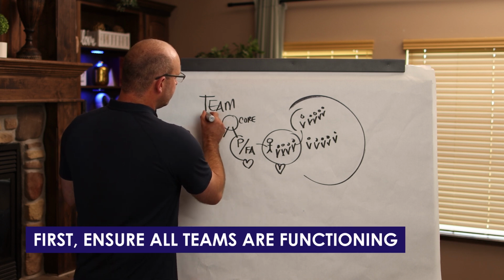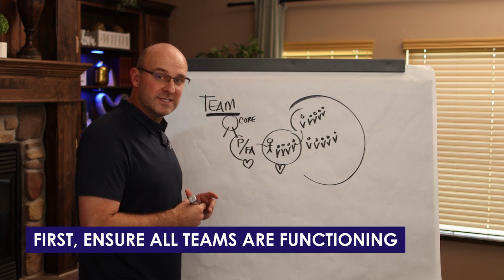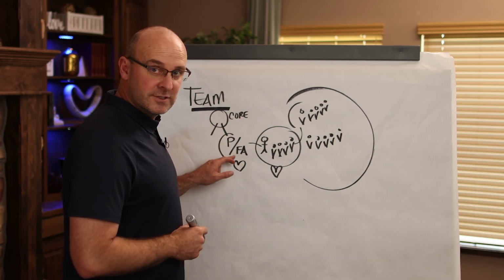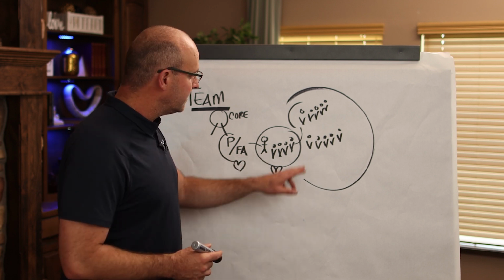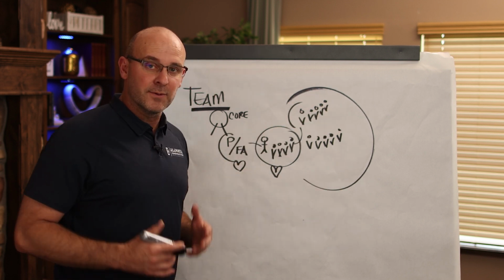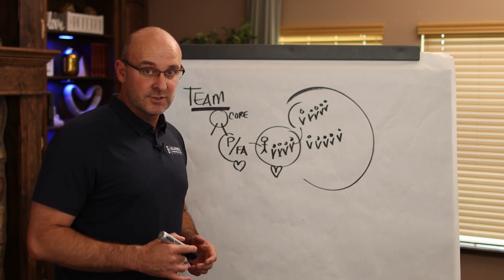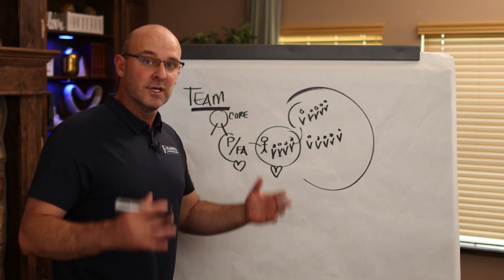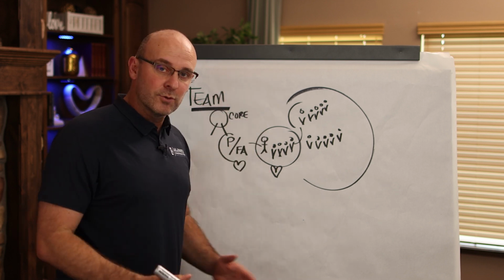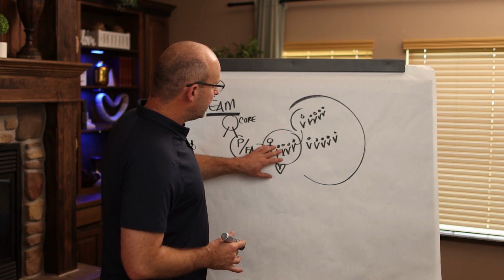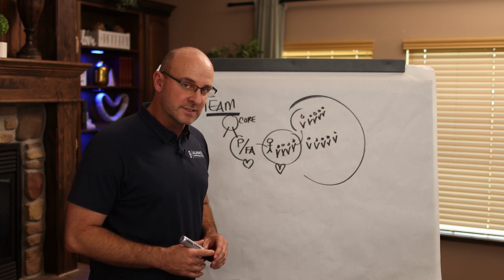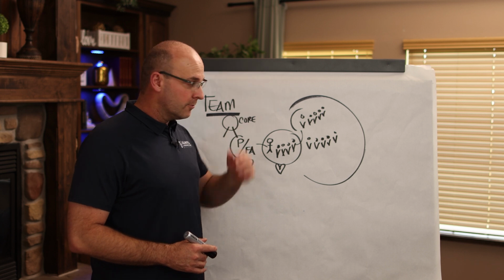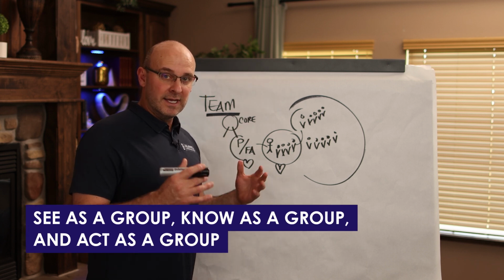The first thing that you have to do is make sure that all of your teams are functioning: the core group, the project or functional area team, your foreman team or your last planner team, and then everybody on the job site. Paul Akers talks in his book 2 Second Lean and throughout his other works about the concept of total participation. It doesn't matter if these teams are functioning if we don't have everybody participating together as a group. Remember, see as a group, know as a group, and act as a group.